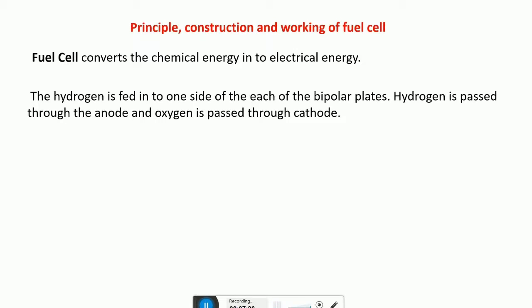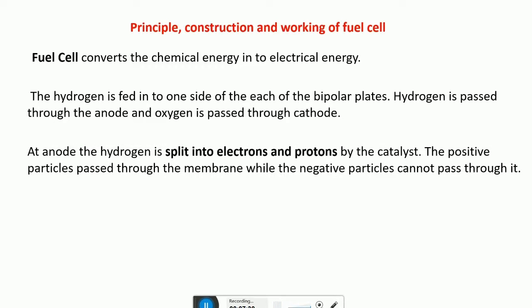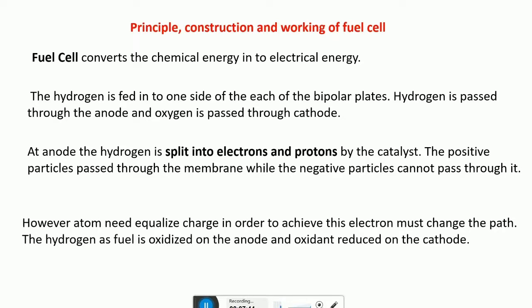Hydrogen is passed through the anode and oxygen is passed through cathode. At anode, the hydrogen is split into electrons and protons by the catalyst. The positive particles pass through the membrane while the negative particles cannot pass through it. Membrane means electrolyte.